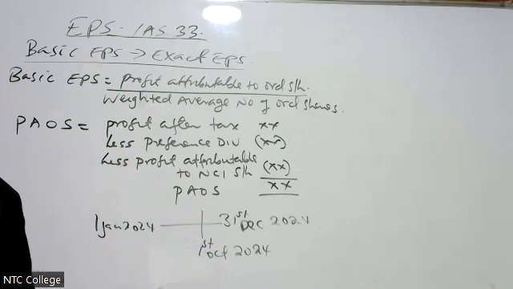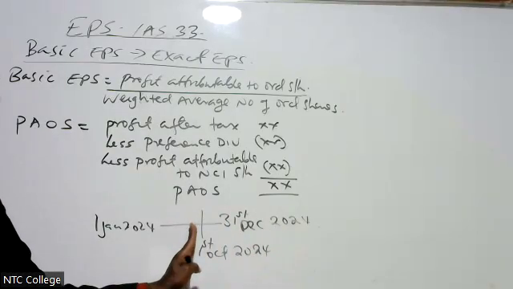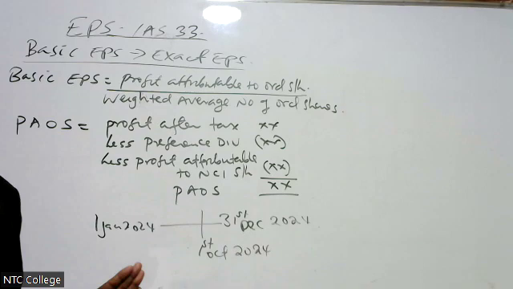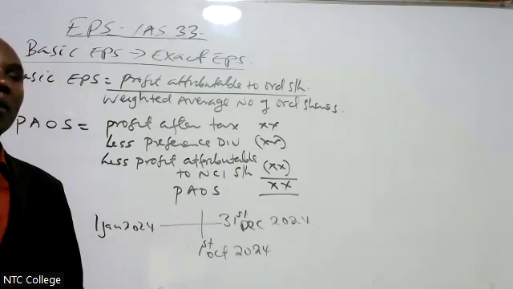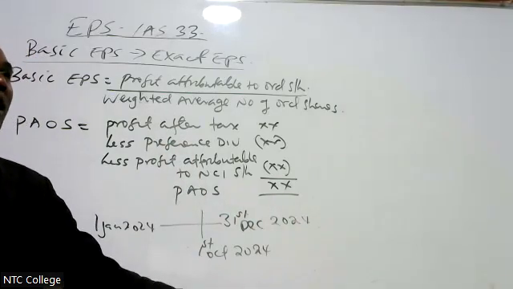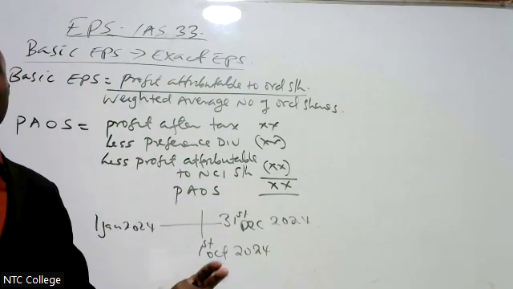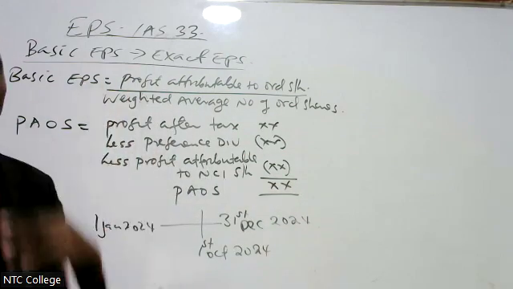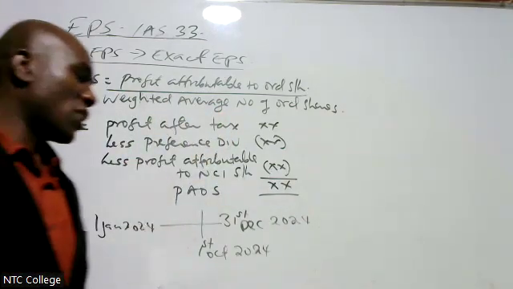Therefore, I will not pay dividend for the whole year, because in this period you are not there. If I want to pay dividend of 1,000 for the whole year, for you, you came in only 3 months. Therefore, I will weight for 3 months. That's why we are saying weighted average number of ordinary shares.